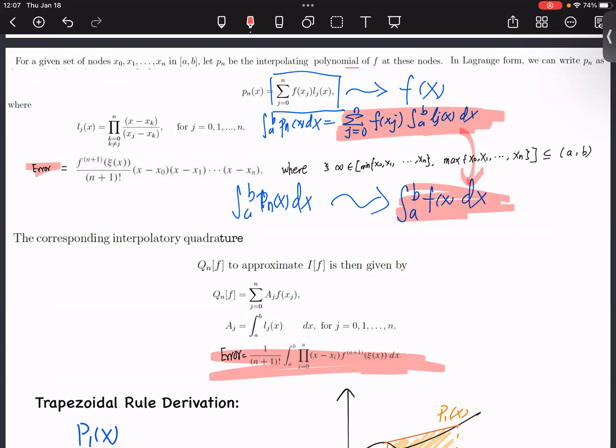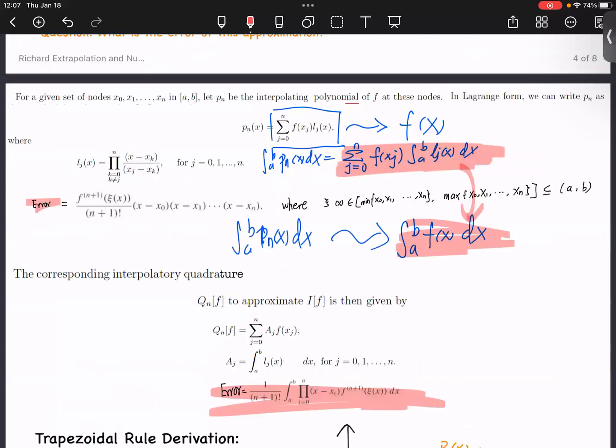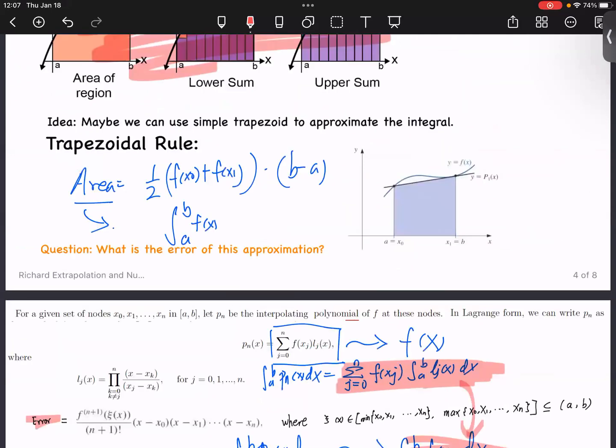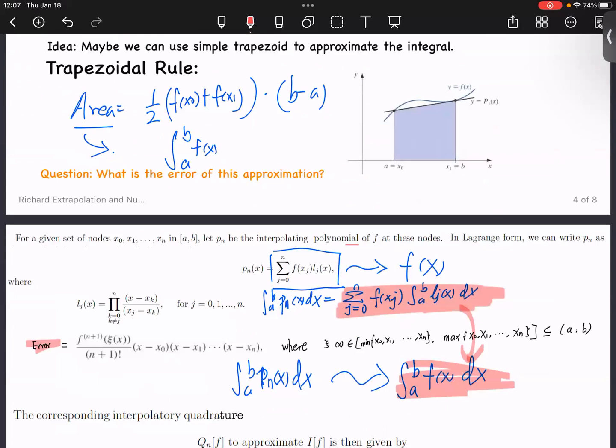So now, this is a general rule to get the quadrature. What we asked in the very beginning is to get the error of the approximations for the trapezoid rule. So now let's use this Lagrange polynomial to derive the formula first, and then to get the error at the same time.